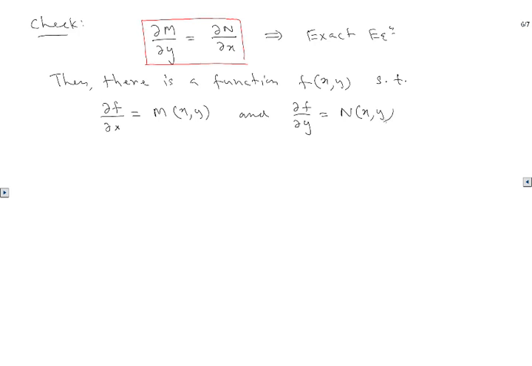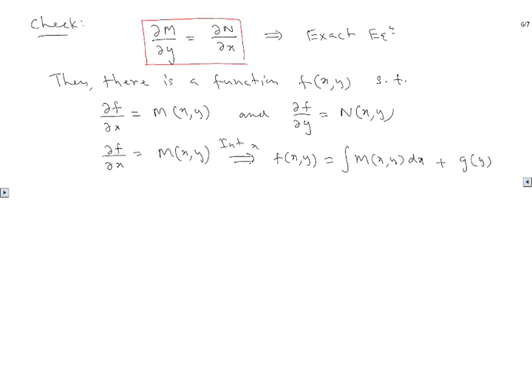In this case, what we normally do is we can pick one of them, normally the easy one. So let's say you start with the x function. In the x function we're going to integrate with respect to x. So you're going to get the function f(x,y), but remember this is a partial integration. So that means you're going to treat y as a constant. So you're going to see the integral of M(x,y) dx, and then plus a function of y, since this is a partial integration.